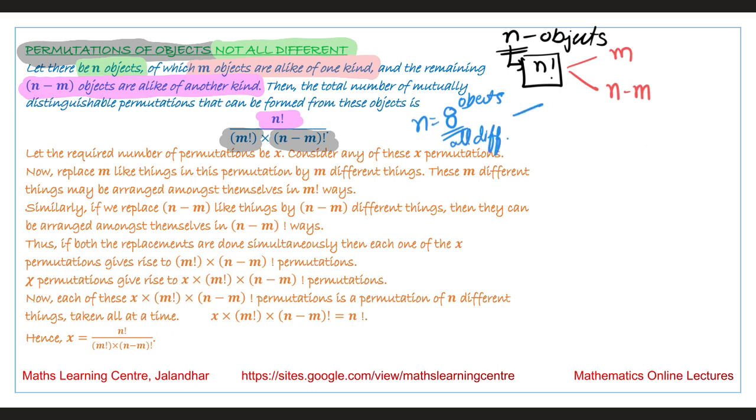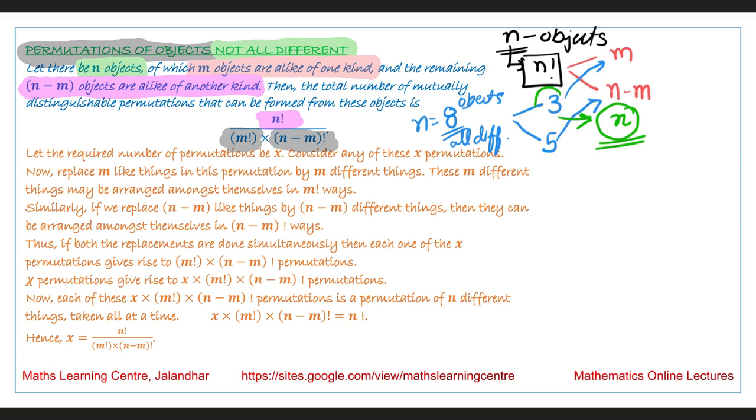We have two cases: 3 objects are of one kind and the remaining 5 objects are of another kind. This is the value of m and this is the value of n minus m. Now we have to select the objects, and we say that the number of ways to choose these objects is x.